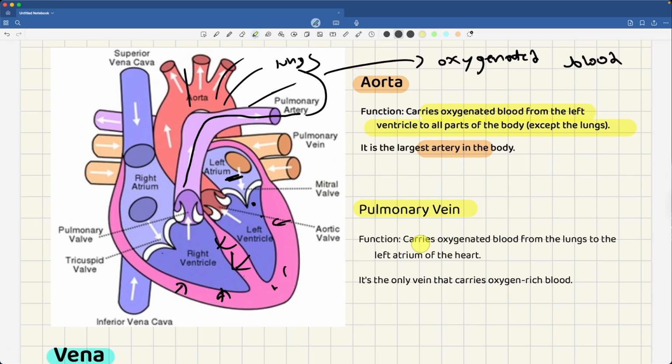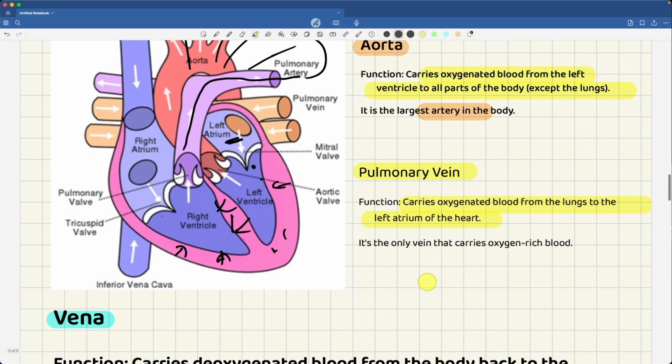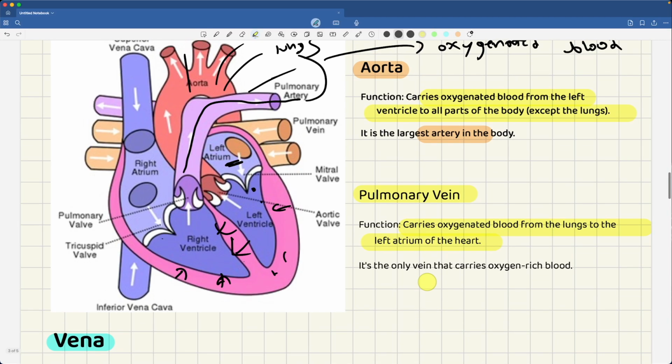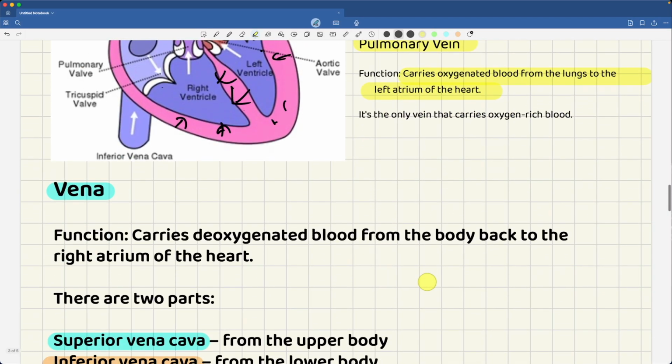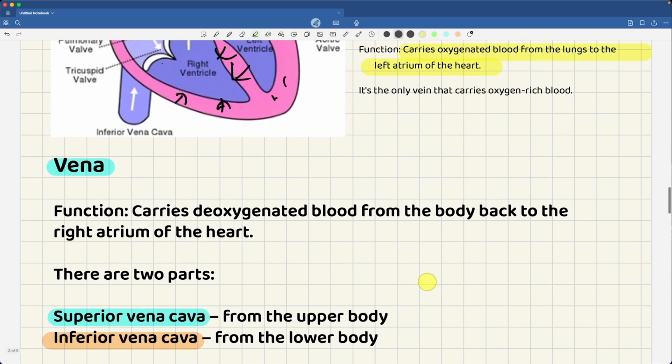The pulmonary vein actually carries oxygenated blood from the lungs to the left atrium of the heart. It's the only vein that carries oxygen-rich blood, by the way. Now we have the vena cava.